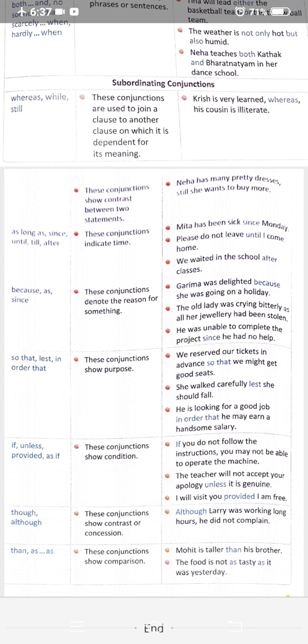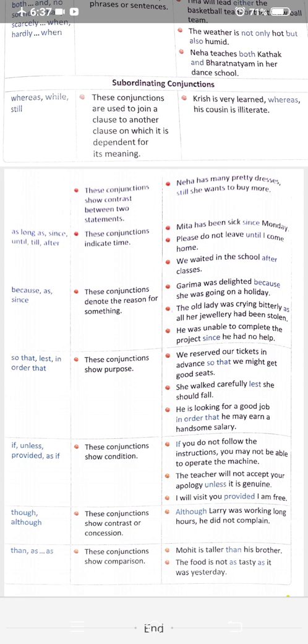The next we have the words so that, lest, in order that. These conjunctions show purpose. For example, we reserved our tickets in advance so that we might get good seats. They reserved their tickets in advance so that they might get good seats. So this is a purpose, that's why we are writing the conjunctions so that, lest, in order that. The next example, she walked carefully lest she should fall. He is looking for a good job in order that he may earn a handsome salary.